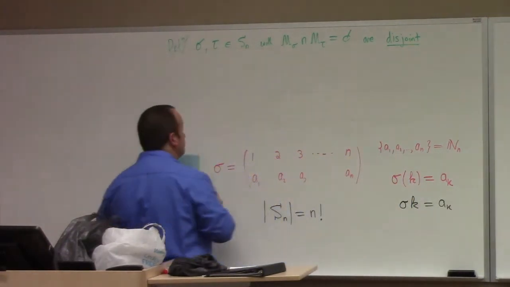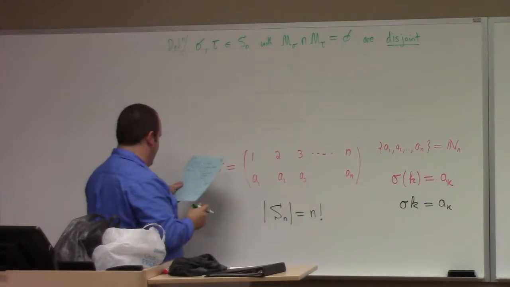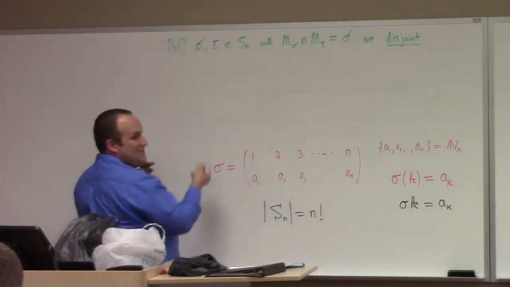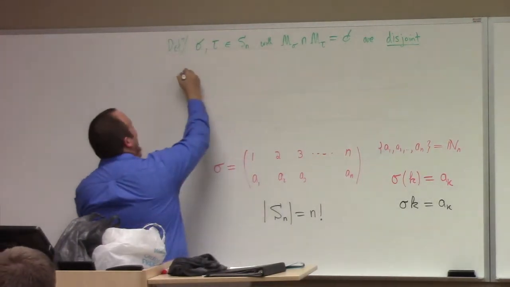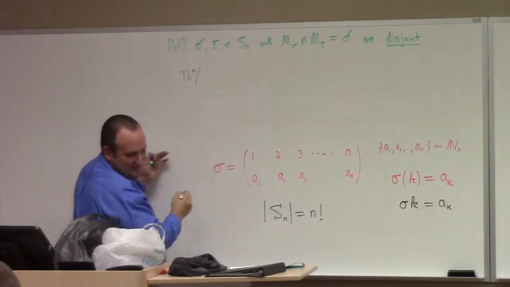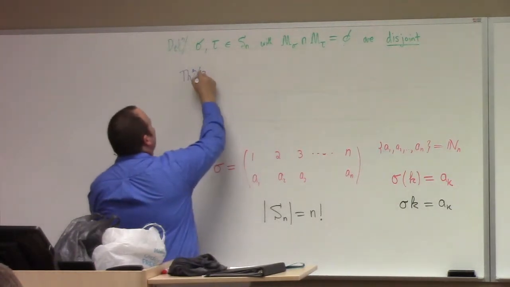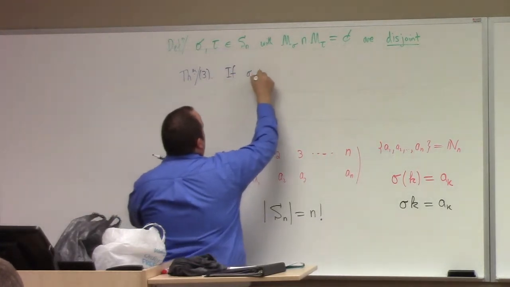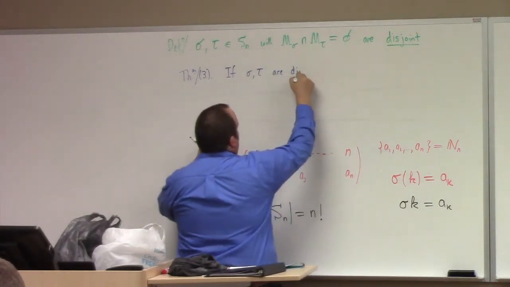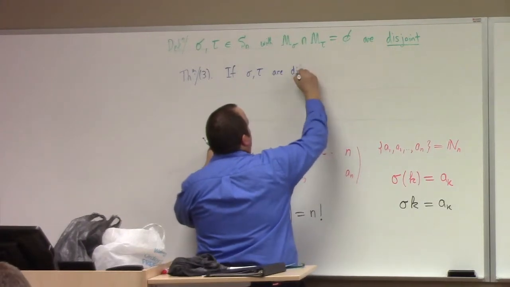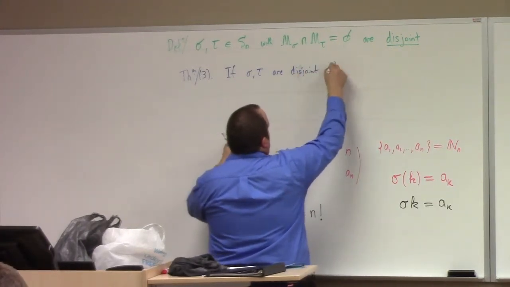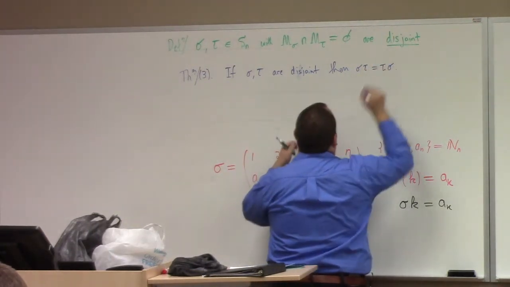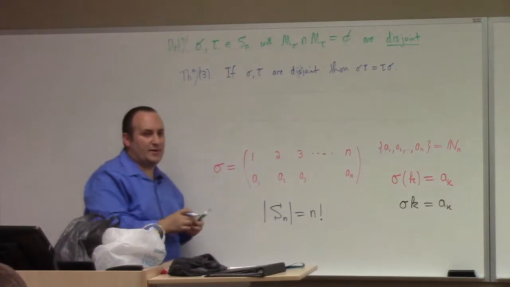Yeah, these would commute, right? Well, that's the theorem. What makes them interesting? They commute. So theorem 3: if sigma and tau are disjoint, then sigma tau equals tau sigma. Of course, I'm talking about permutations, right?